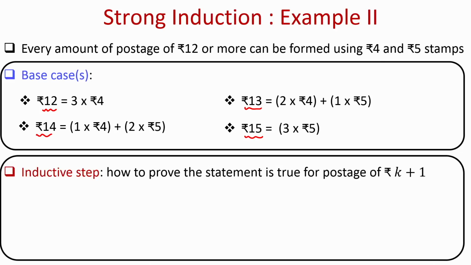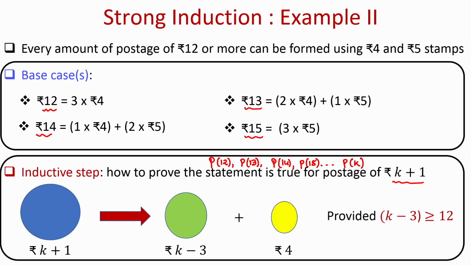Now, I want to prove the inductive step. I want to prove that the statement is true for k plus 1, assuming that the property p is true for 12, assuming that the property p is true for 13, the property is true for 14, the property is true for 15, and the property p is true for any denomination equal to k. Assuming all these things, I have to show that the denomination k plus 1 is also expressible in terms of 4 rupee stamps and 5 rupee stamps. Okay.